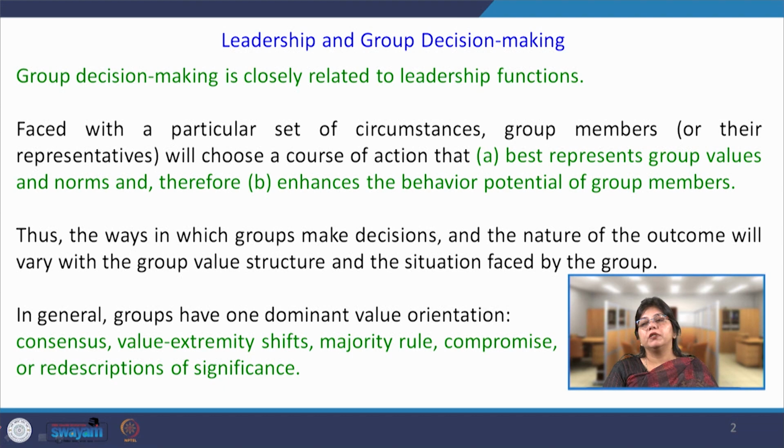In our previous discussion, I talked about different leadership techniques and how they can transcend and transform any employee into an authentic leader. Today, I am going to talk about the relationship between leadership and group decision making.